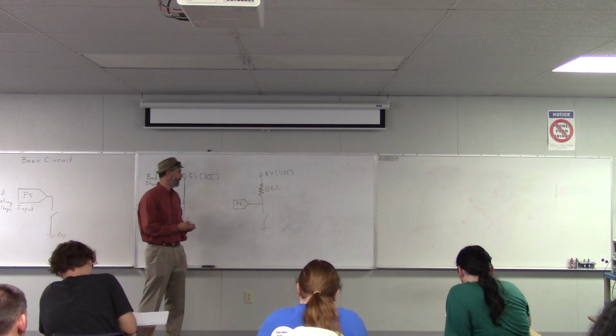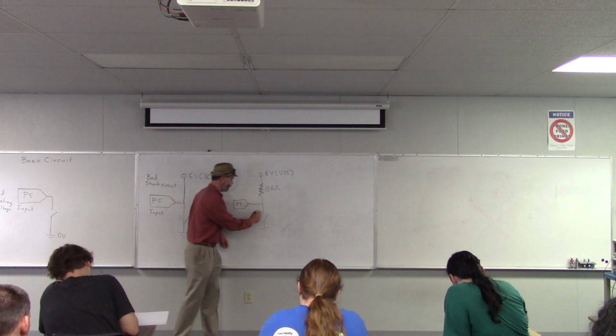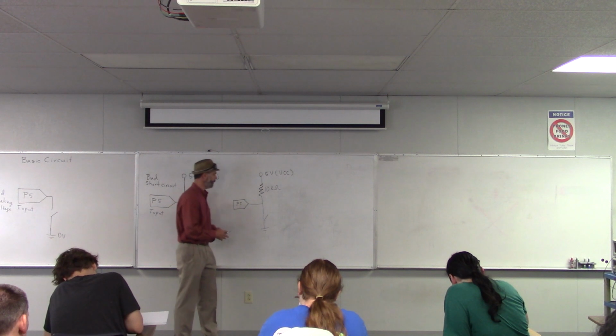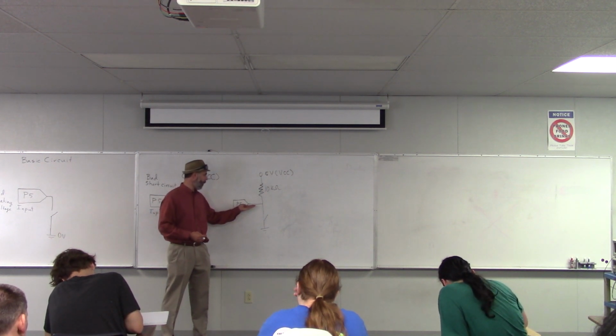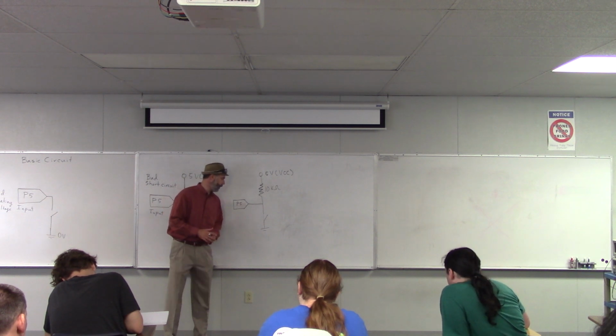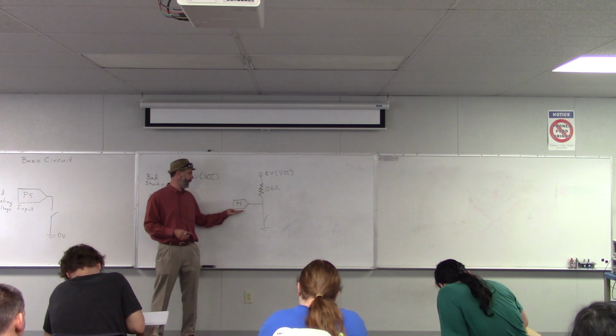So now, when this switch is closed, there's a wire directly from this pin to ground. So when the switch is closed, what voltage are we going to have at this pin?